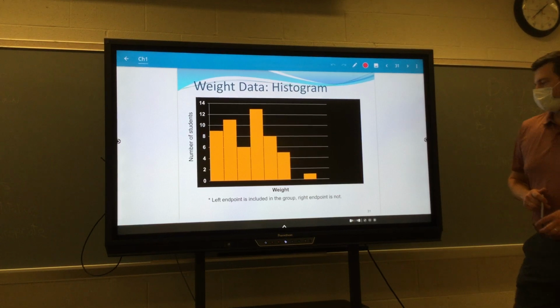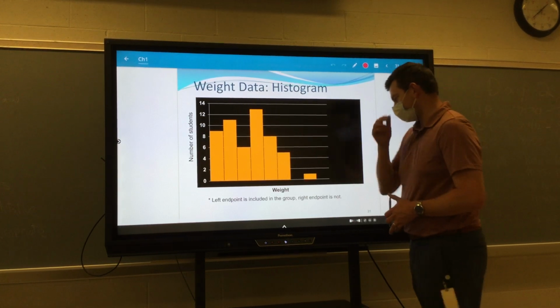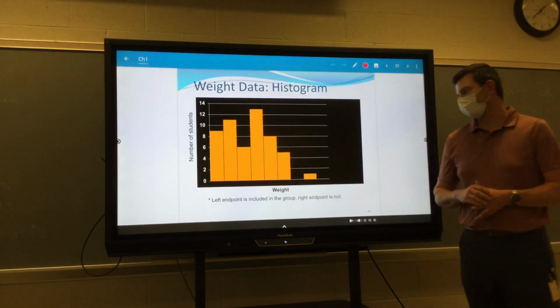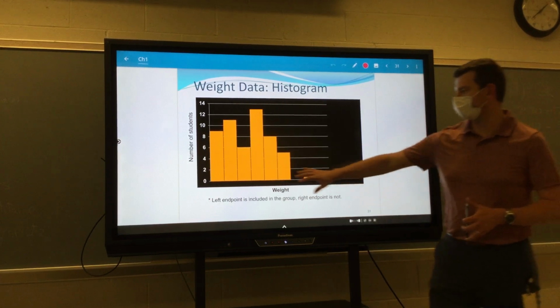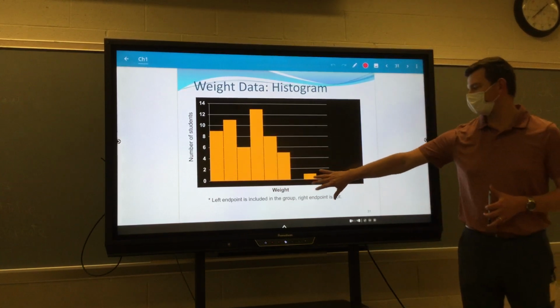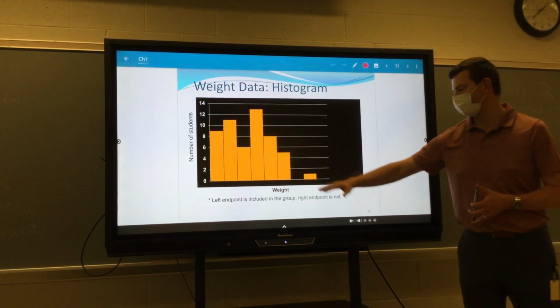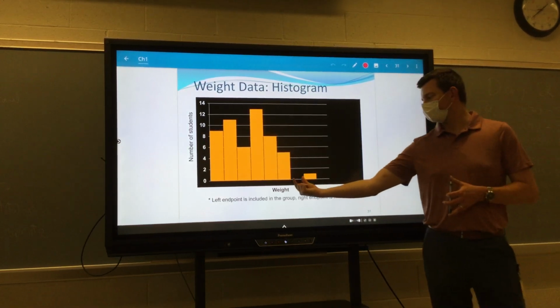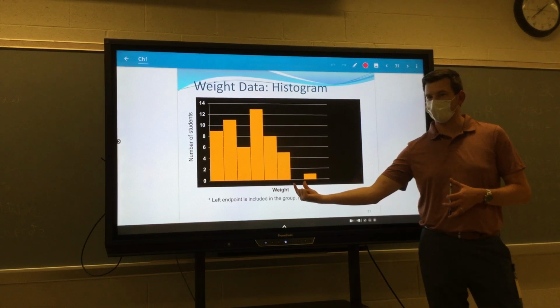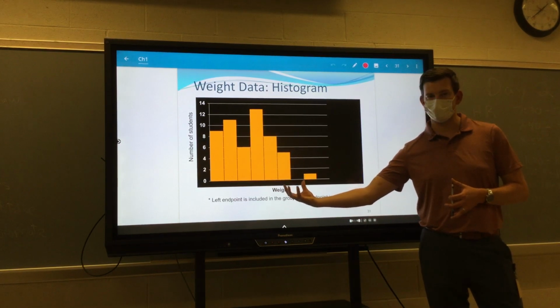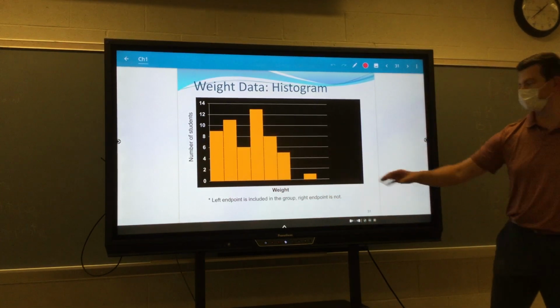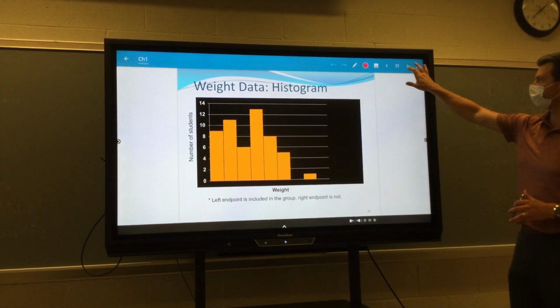Here's what that histogram would look like. Notice that we have a little bit of a standout right here. This is a higher weight, only one individual. Also notice that there was nobody in this category, okay, and that space being absent right there makes this stand out even more.